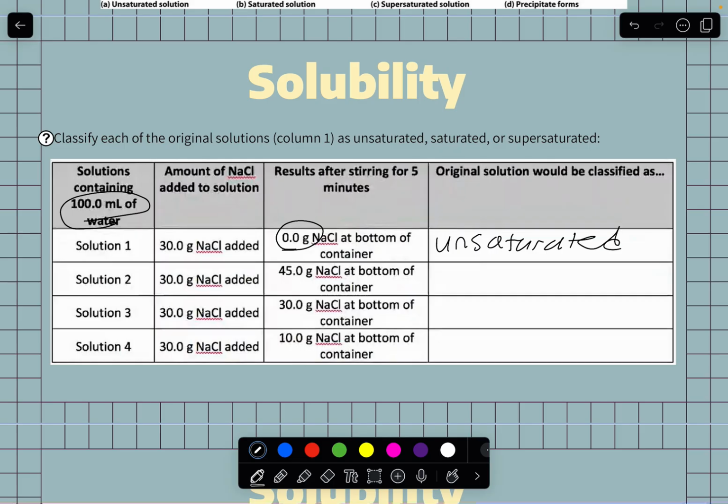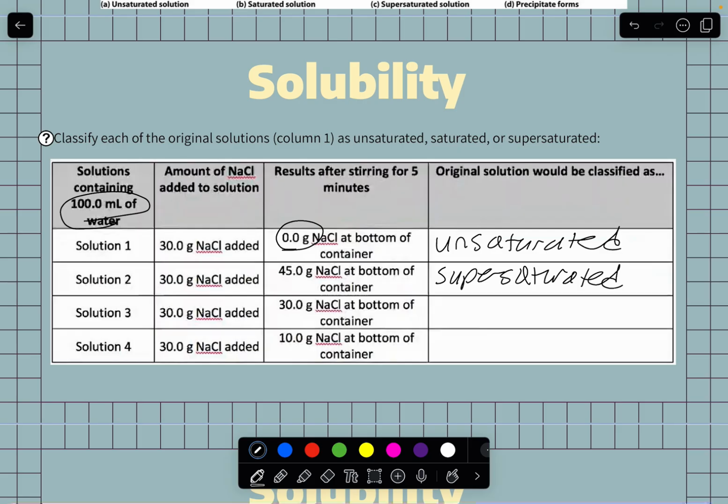Solution 2, we added 30 grams, and we had 45 grams at the bottom. So we gained some. It increased, right? 30 grams to 45 grams, we increased. So the original was supersaturated. We added some crystals and some more came out from the solution.